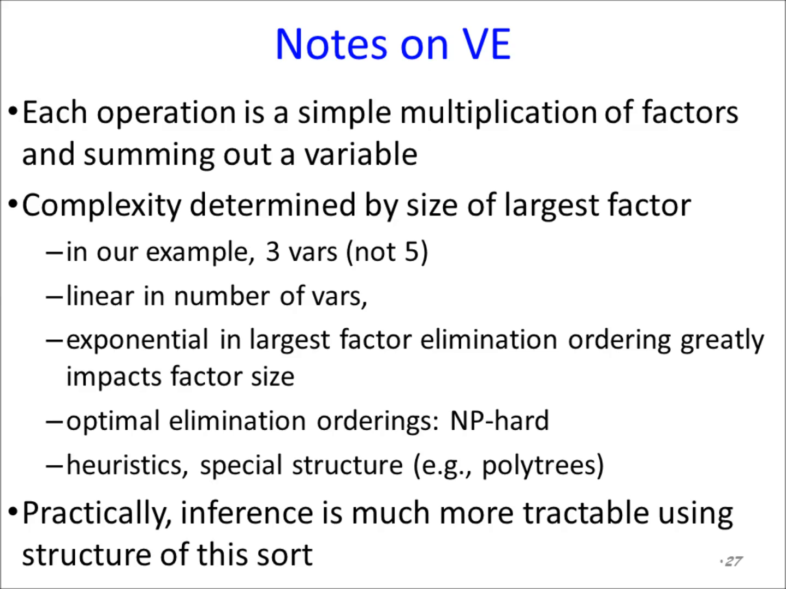So in this example, we were multiplying, I think, 3 variables. So the complexity will depend on 3, not 5. So it's exponential in the largest factor that I'm going to be eliminating. Optimal elimination ordering is NP hard, which is not surprising because the problem is by definition NP hard. So if you could come up with optimal elimination orderings, then for many problems at least it would become less than NP hard, and that will not be common.